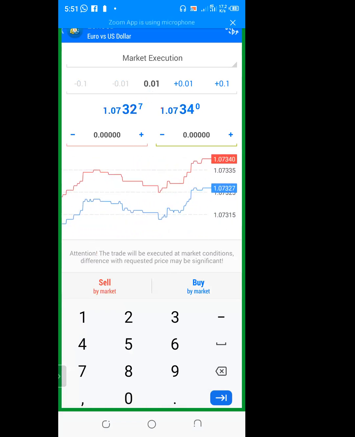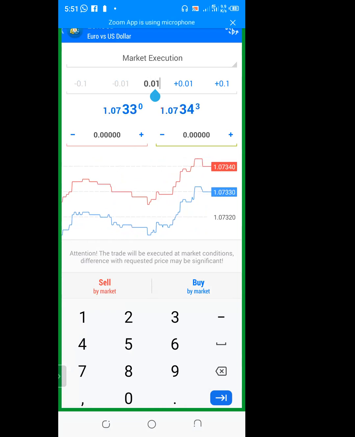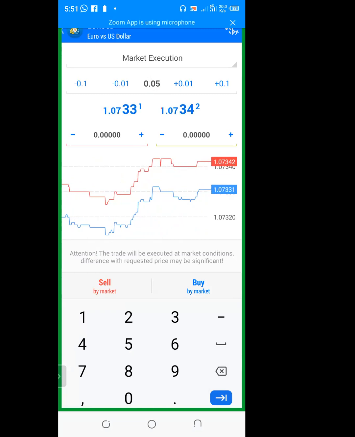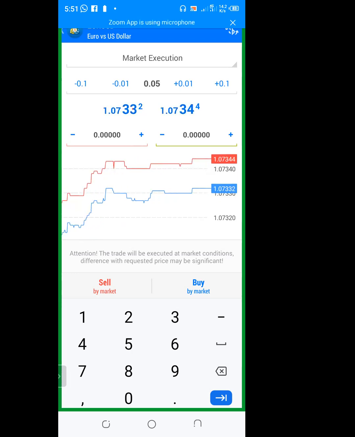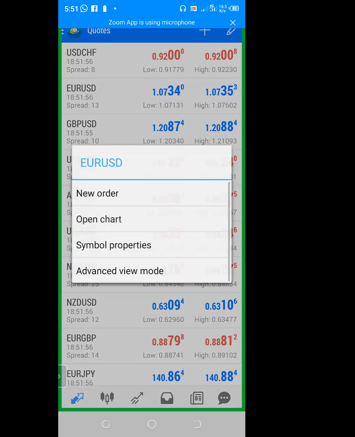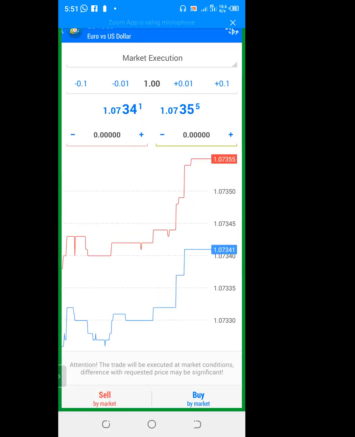So before you place a buy or sell, you need to always set your lot size to what your account size can carry. If you know you're going to be funding with $100, or you start trading, start using 0.01. If it's $200, you can start using 0.02. So John, go back, new order, 0.05.